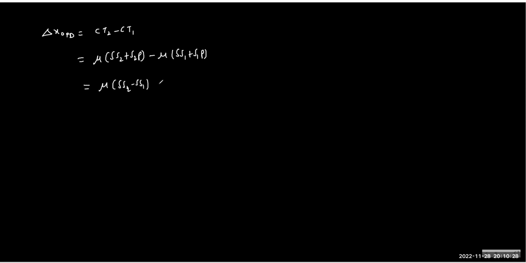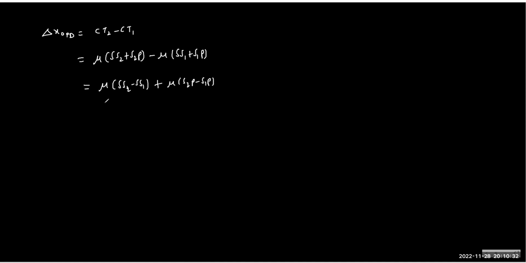And therefore, the delta x optical path difference is CT2 minus CT1. That's a very simple way of writing. No need to worry much. And this entire time turns out to be SS2 plus S2P. Now, no matter how complex it may be, you can always write the answer, right? And we know that SS2 and SS1 in this case are equal, so this will become 0.